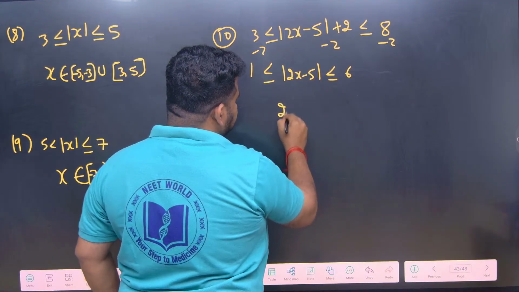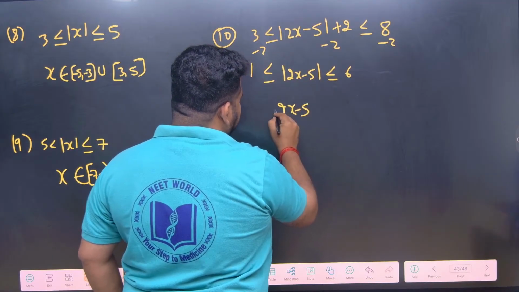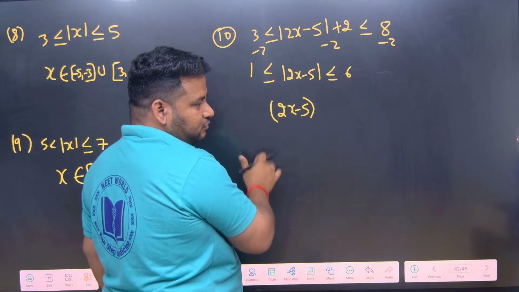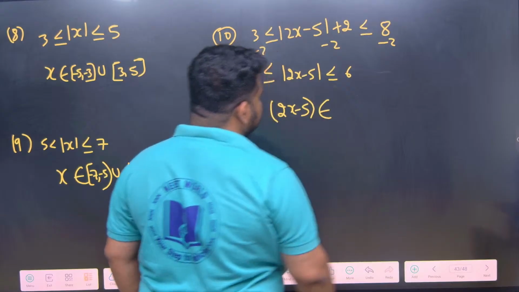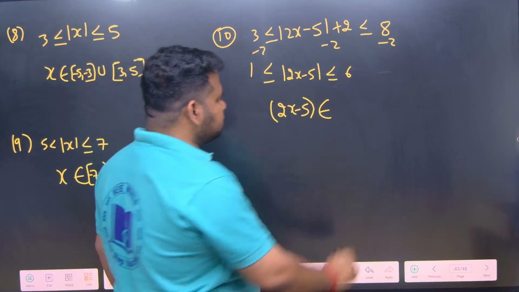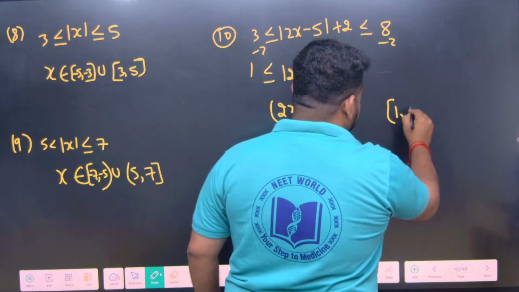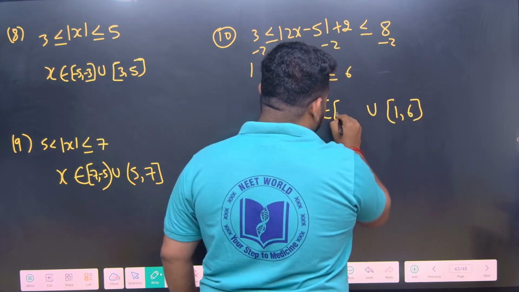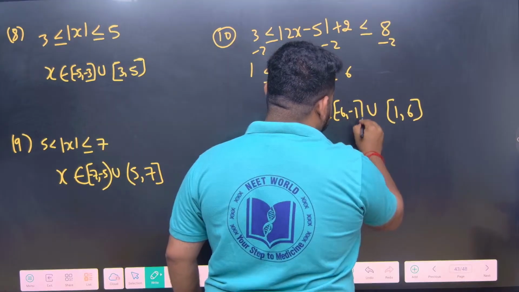So I can write this as: 2x − 5 belongs to the closed interval [1, 6] union, it will flip, so the closed interval [−6, −1]. This is what I will have.